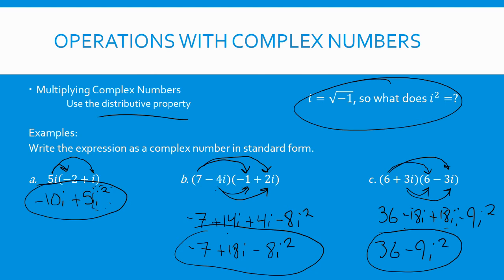This begs the question, if i is equal to the square root of negative 1, what does i squared equal? If I took the square root of negative 1 times the square root of negative 1, what would that give me?